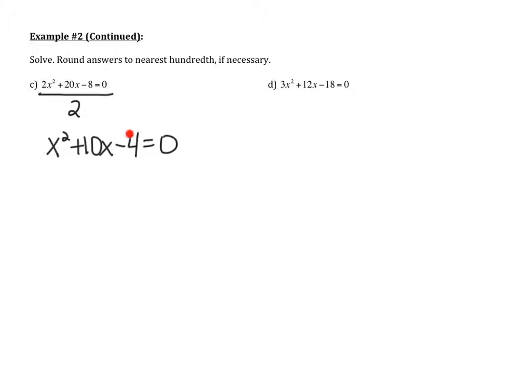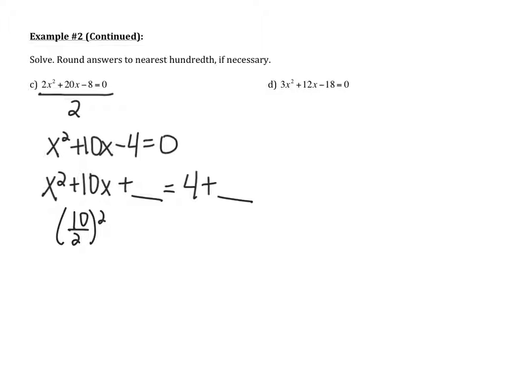So remember, any constant term needs to go to this side. So we would have x² + 10x, and again, I'm going to put a plus blank here, equals 4 plus blank. So again, you take your constant term, put it on the other side. So it was minus 4, so now it becomes plus 4 on the right-hand side, and then I put my plus blank on the left and my plus blank on the right, so I can complete the square. So I take my b value, which is 10. I'm going to divide by 2 and square it. So 10 divided by 2 is 5. 5 squared is 25.